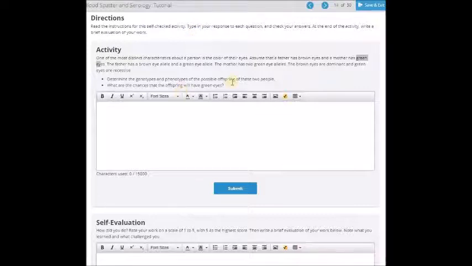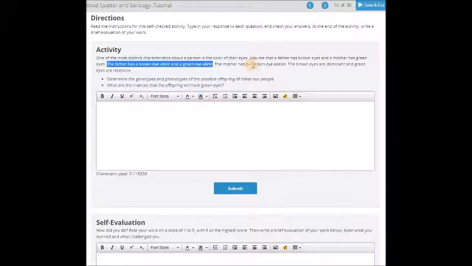You can't do a Punnett square knowing someone's phenotype. So we got to dig a little bit deeper. So it starts to tell you the genotype. The father has a brown allele and a green allele. Does that mean he's got one brown eye and one green eye? No. Brown is dominant over green. So the dad has brown eyes, but he's carrying a green eye trait, recessive.